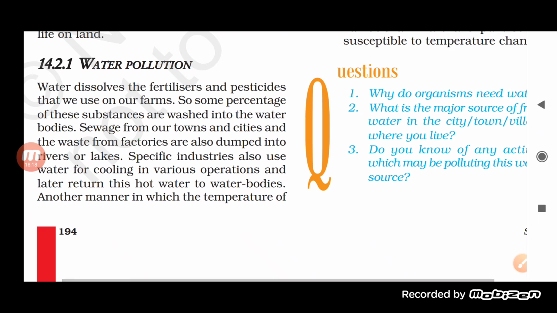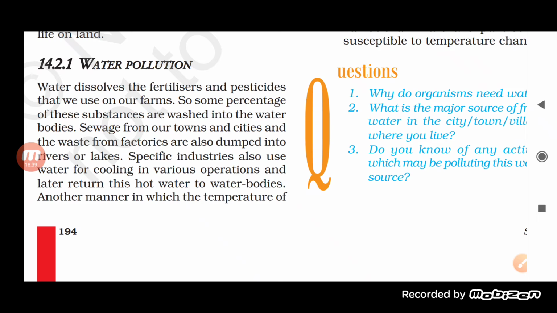Now see here, the next topic is water pollution. So we have understood the importance of water, and how water is important to us. Now let us see how water gets polluted by us. When we talk about water pollution, we must know a few things. The first one is the water pollutant.